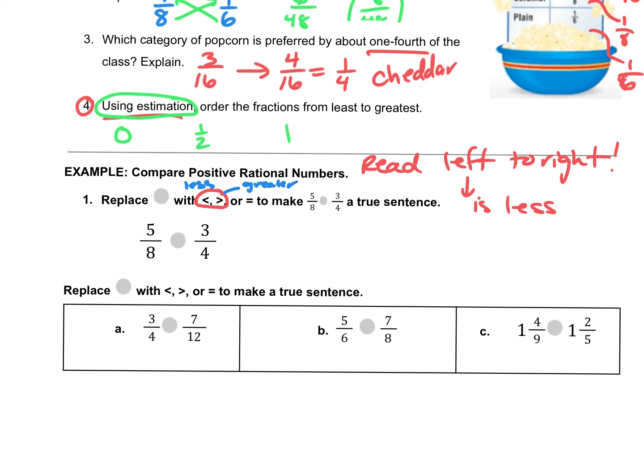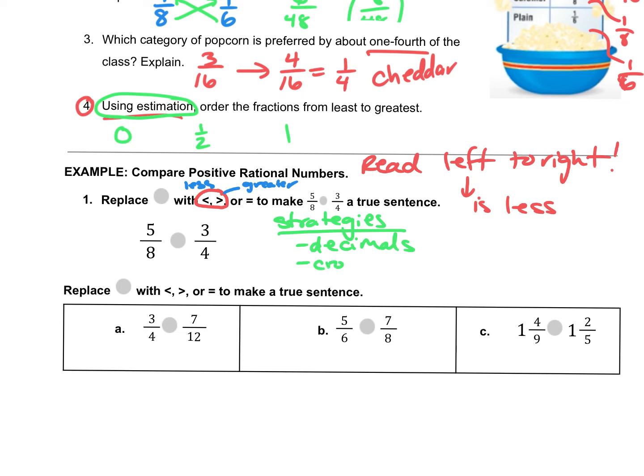So this one, some people might say, is 1 away, but that doesn't really matter because the pieces are smaller. So here are some strategies that I'm going to show you that you're going to use throughout this. Different strategies to compare rational numbers: you could change them to decimals, and then compare them by place value. Make sure they're each out to the hundredths or the thousandths.